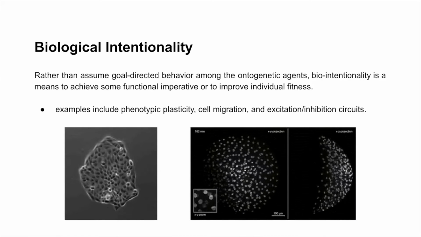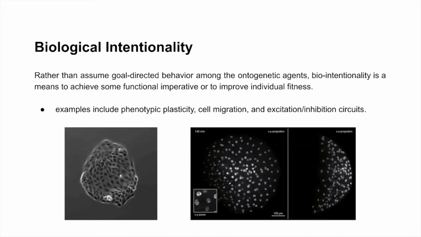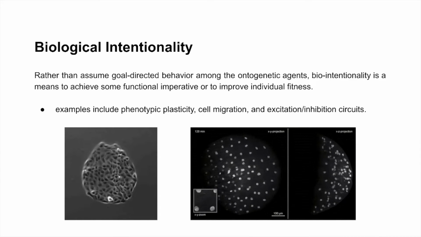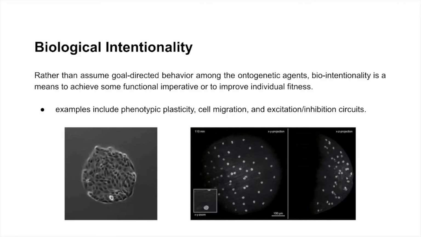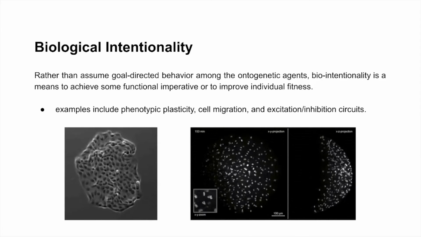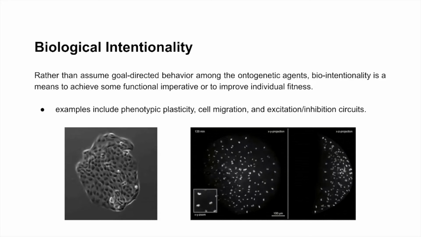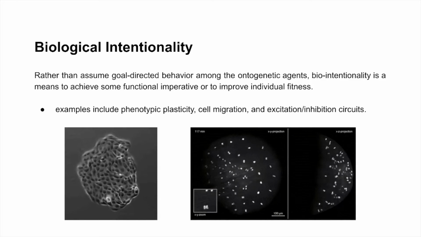Another thing we want to consider is biological intentionality. So again, we go back to this idea that rather than assuming goal-directed behavior amongst the ontogenetic agents, biointentionality is a means to achieve some functional imperative or to improve individual fitness. And so this is an example of biological intentionality. And I use this because I want to differentiate it from cognitive intentionality.